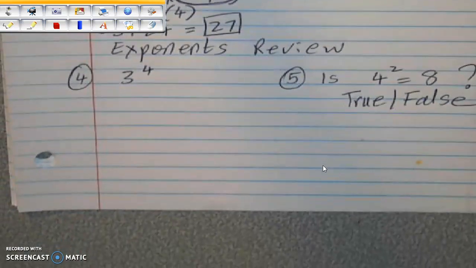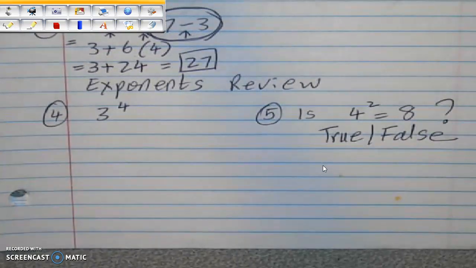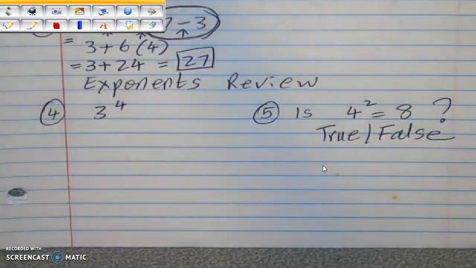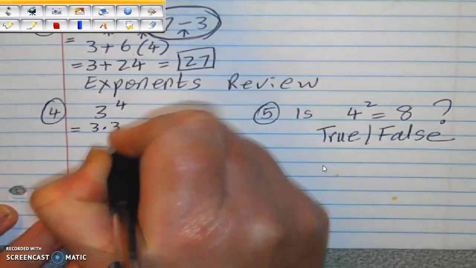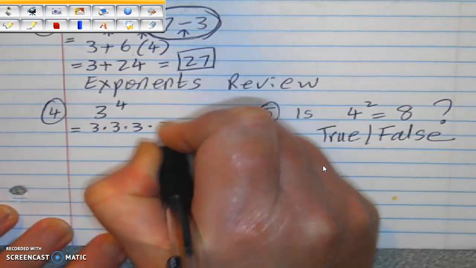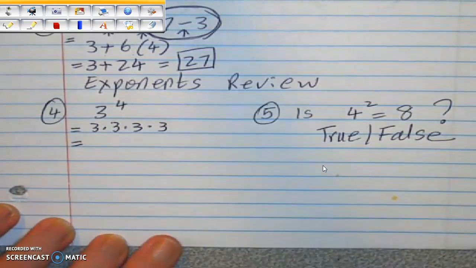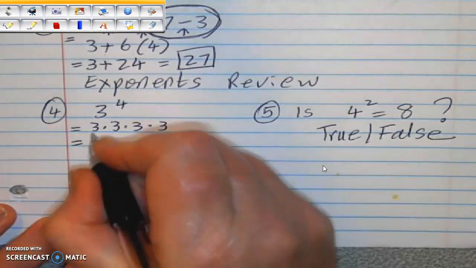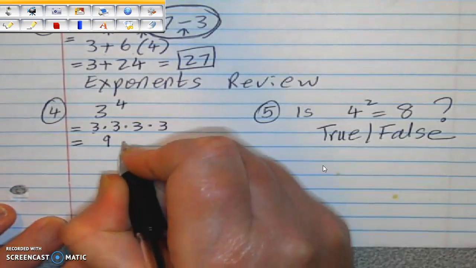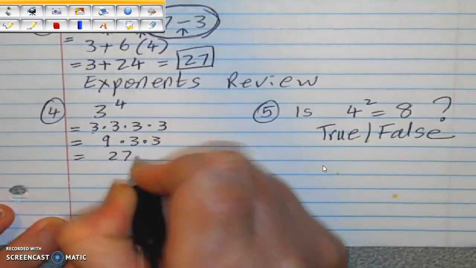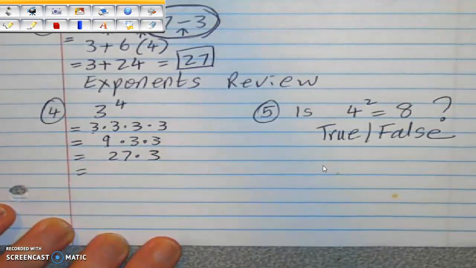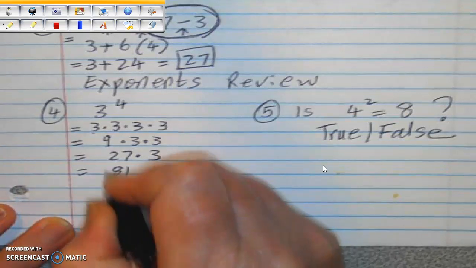Okay, quick review of exponents. Again, I'd like you to pause the video. All right, 3 to the power of 4 is 4 factors of 3 multiplied together. 3 times 3 is 9. 9 times 3 is 27. And 27 times 3 is 81.